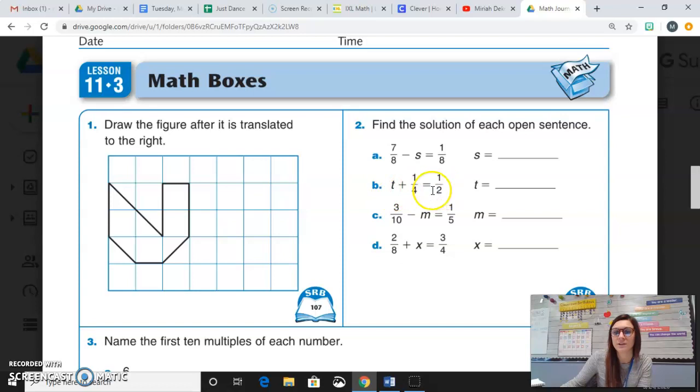2B is a little bit different. Notice my denominators here are not the same. So what I'm going to need to do is take this number 2 here, times that by 2, and then the top number, 1, also needs to be times by 2. So my new equation is going to be 2/4. So now if I have t plus 1/4 equals 2/4, you need to figure out, well, what plus 1/4 equals 2/4? And your answer here is going to be 1/4. Okay, you need to do the same for C and D.